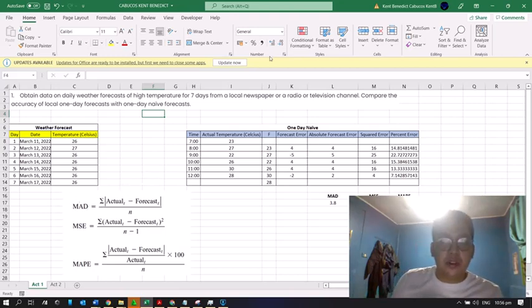After that, we're going to use a 1 day naive for every 1 hour. So I chose from 7 a.m. to 12 a.m., and this is the actual temperature in Celsius.